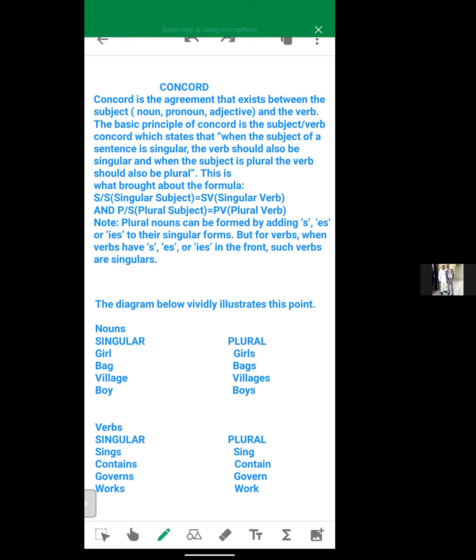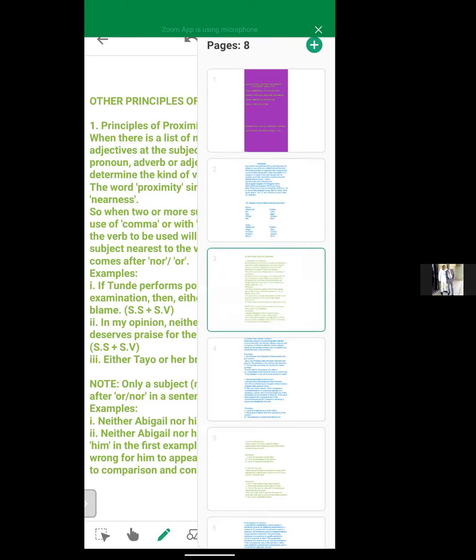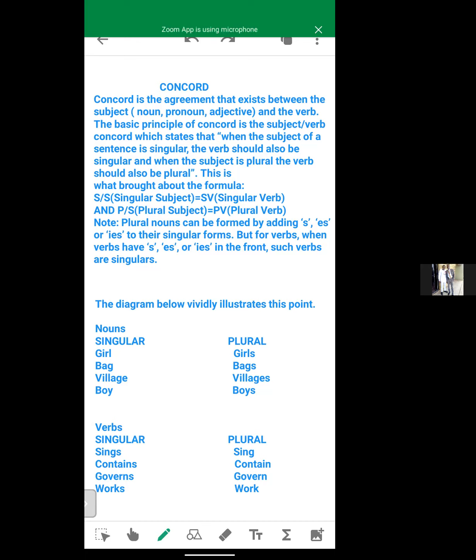All right, so let's move to the next slide where we have other principles. But we need to also consider the example of this basic principle, which I call subject and verb concord. So the basic principle states that wherever the subject of a sentence is singular, it takes a singular verb. And wherever the subject is plural, it takes a plural verb. For instance, are there things in the church? Ade is the principal subject of the sentence, and therefore it should attract a corresponding singular verb. Ade sings in the church.